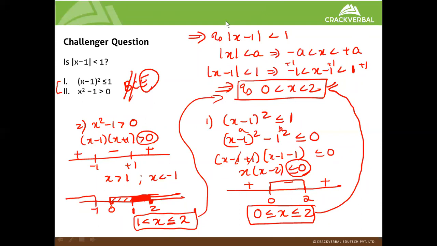Okay with this, guys? Okay with how I combined the two statements, how I used the number line, plotted the ranges, and figured out what is the overlap between the two?